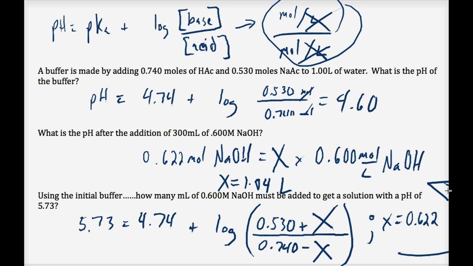So my actual answer of how many milliliters is going to be 1 liter, or in milliliters, 1,040 mLs. And that would be my final answer, using 0.600 M NaOH. There's my final answer for full credit.